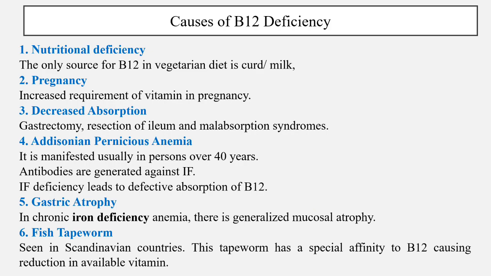Next, gastric atrophy, in which there is a decreased mucosal surface of the stomach. Next, fish tapeworm, which is seen only in Scandinavian countries. This tapeworm has a special affinity towards B12 and causes reduced availability of this vitamin.